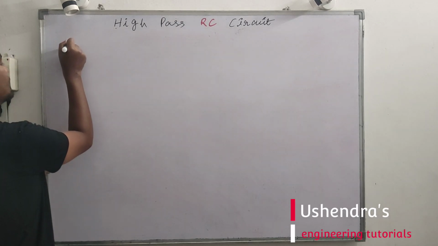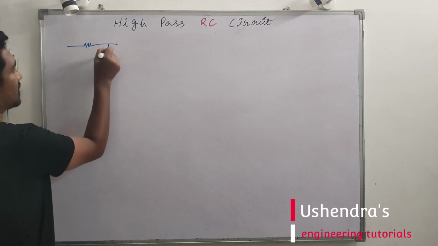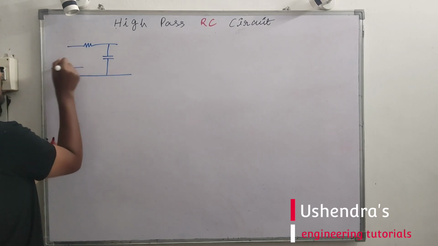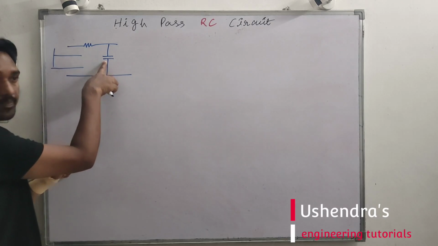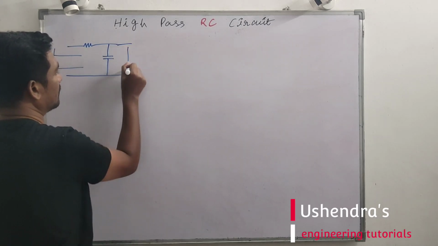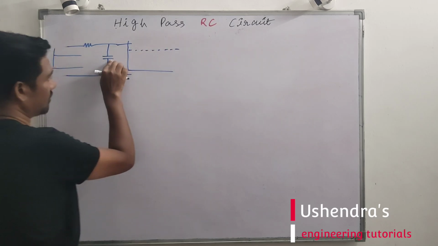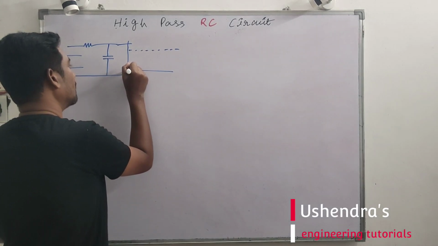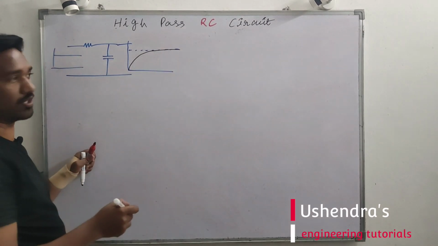Considering a low pass circuit, low pass in the sense input is given to the resistor and output is collected across the capacitor. And if we have a step input for this one, the capacitor charges very slowly, and that is exponential in nature. This is the final output voltage appearing across the capacitor, which is exponential in nature.